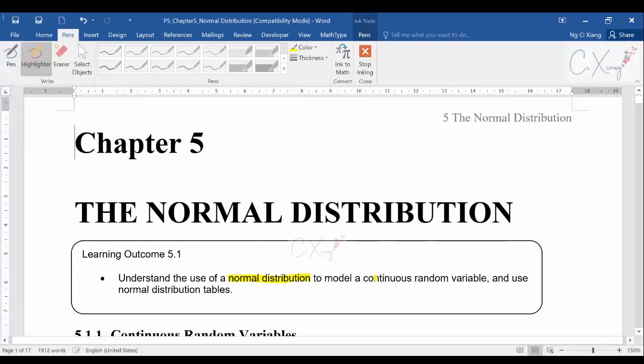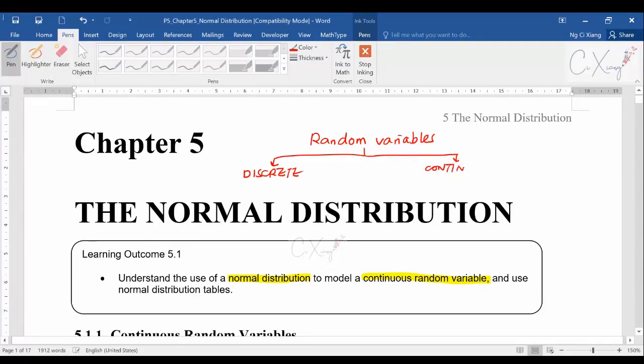Normal distribution is actually a continuous random variable. So a very simple summary I would like to do here: when we are having random variables, generally we are having two types. You learned it before in chapter 4. The first type is discrete random variable, then another one is continuous random variable. Actually, you saw all these words before in chapter 1.